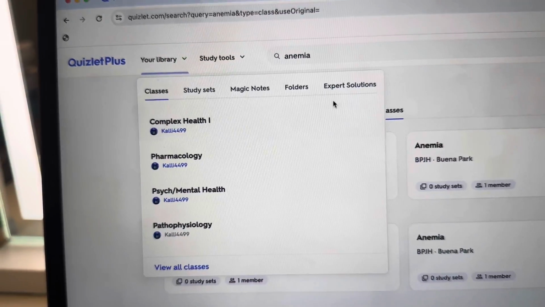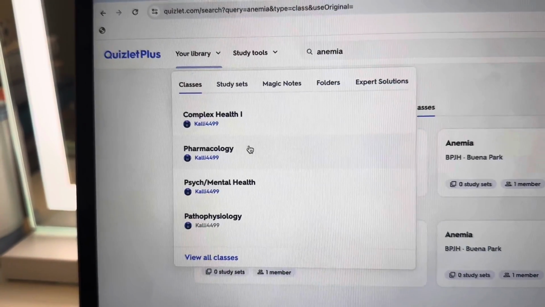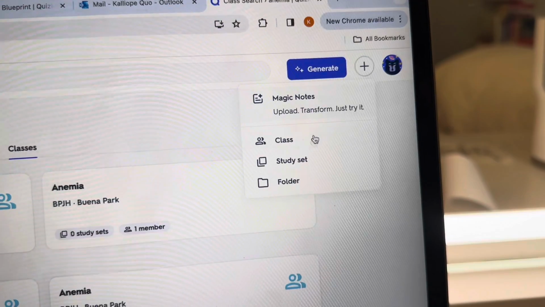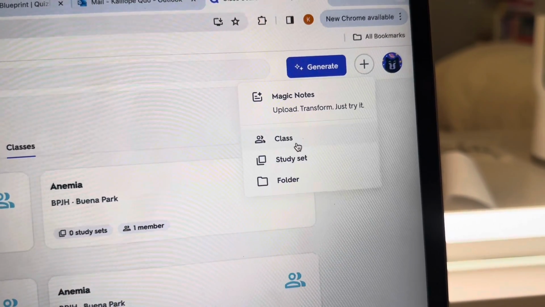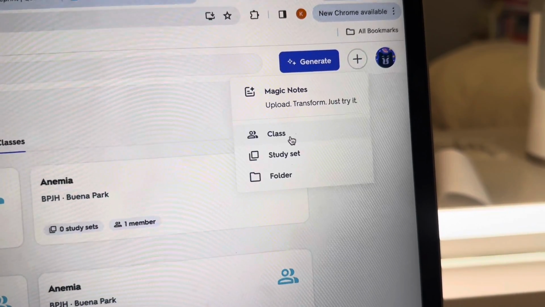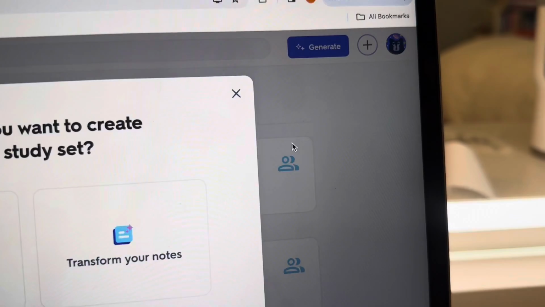Okay, so now that I've shown you guys all of my classes, I'm going to show you how to make your own study set. So it's super easy. You're just going to click this little add button right here, click study set, and you can also click class to make your own class. So at the beginning of each semester, I will make all of my classes for the semester, but I'm going to show you guys how to make a study set right now.